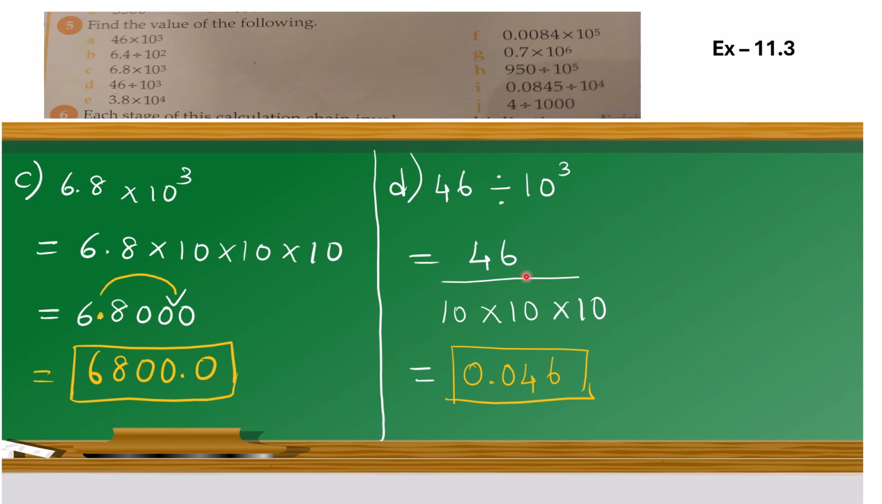D sum, 46 divided by 10 cube. So 46 by 10 into 10 into 10. Now we have 3 zeros, right? So 0.046 is the answer.